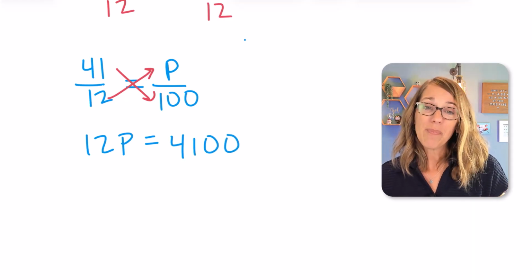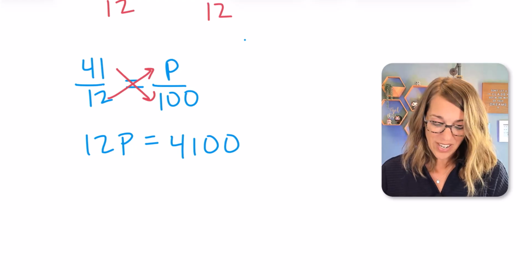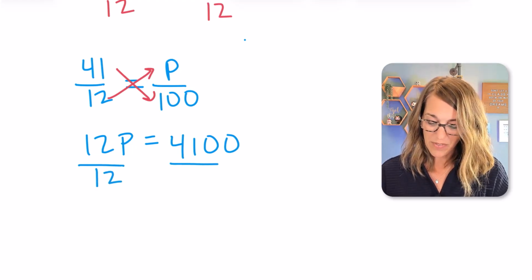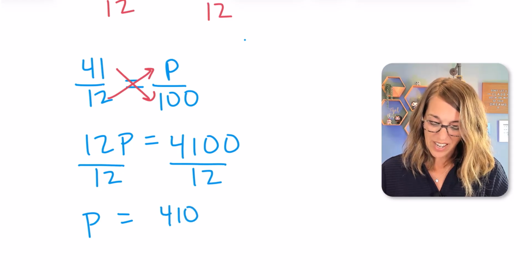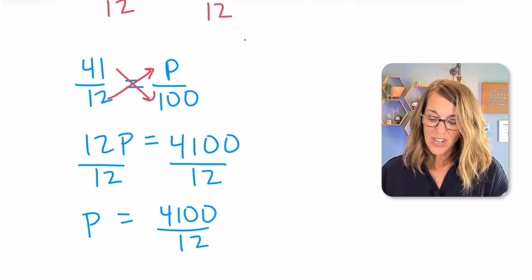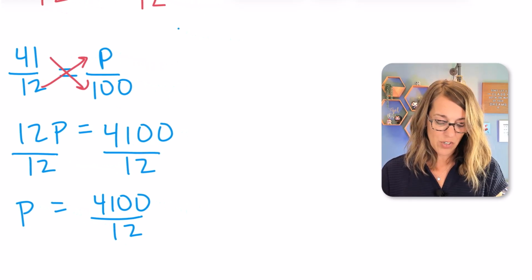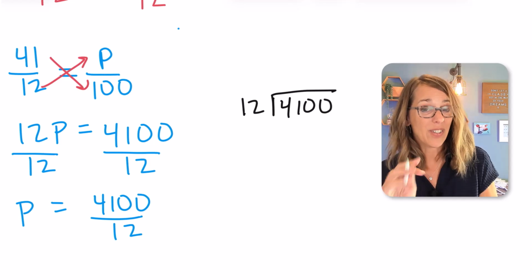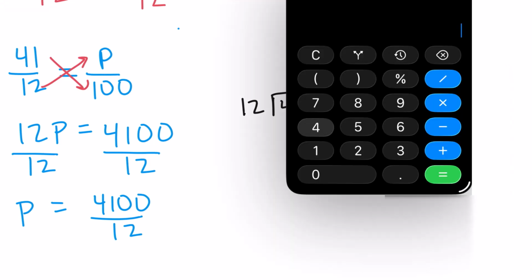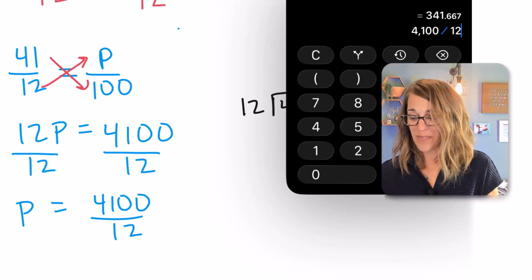And I don't want 12 times p, I want p by itself. So I'm going to divide both sides by 12, and p is equal to 4100 divided by 12. Now I could certainly do the long division here and do 12 into 4100, but I've got my calculator, so I'm going to use my calculator for this one. 4100 divided by 12 is equal to 341.667. Those sixes actually go on forever.